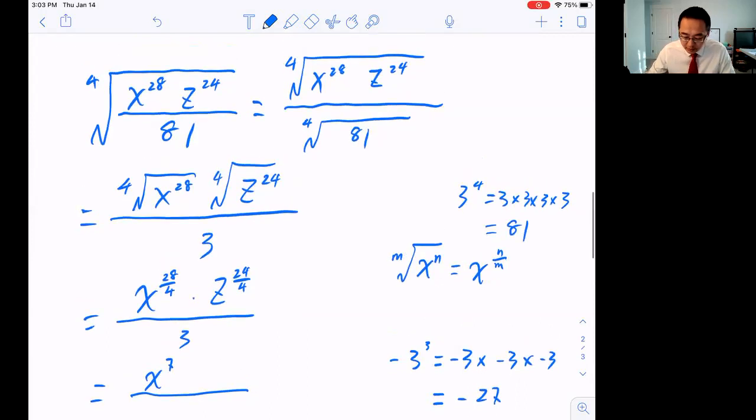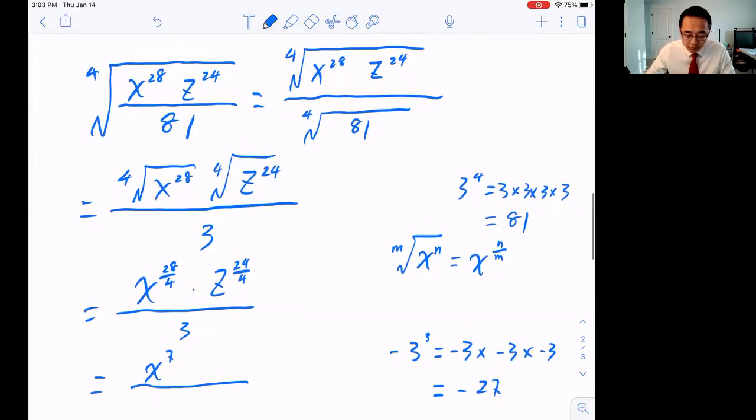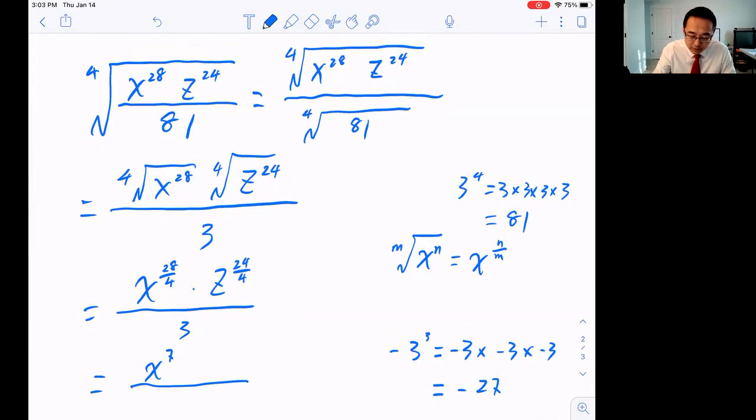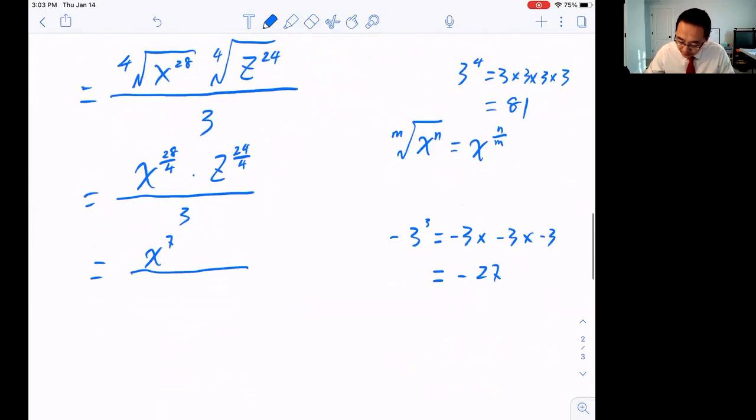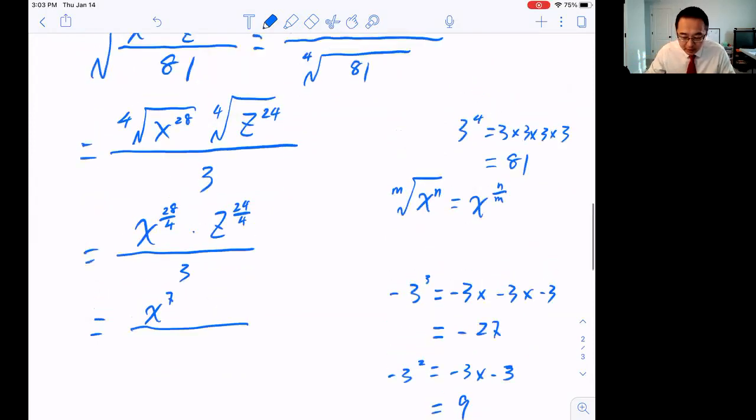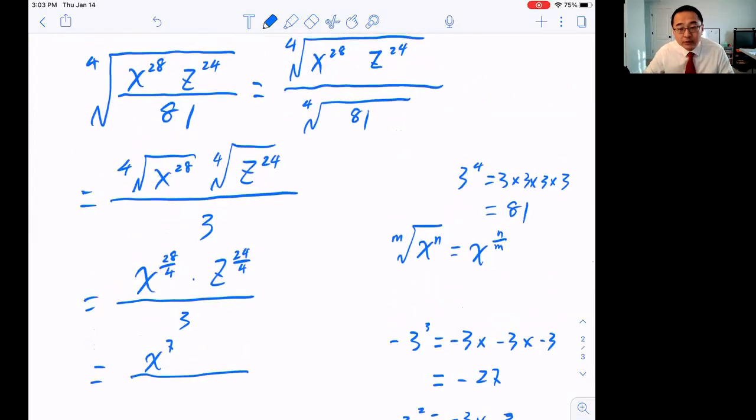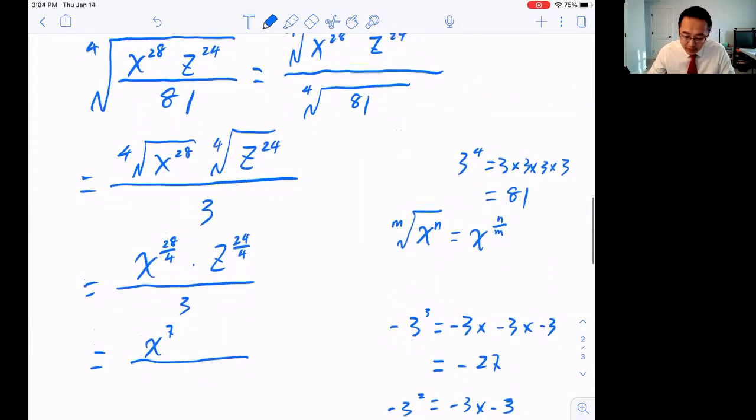However, we started with x raised to the 28th power, so that means in the original function, x has to be a positive number for any even power, right? So -3 raised to the 2nd equals -3 times -3. Whenever you have an even number of factors multiplied together, that gives you a +9. So any even power only can exist as a positive number. So when you have x raised to the 7th, this could potentially be negative.